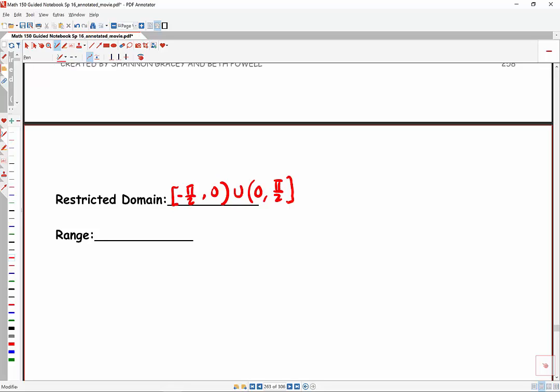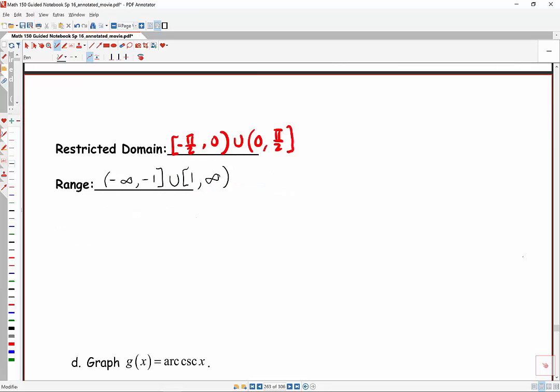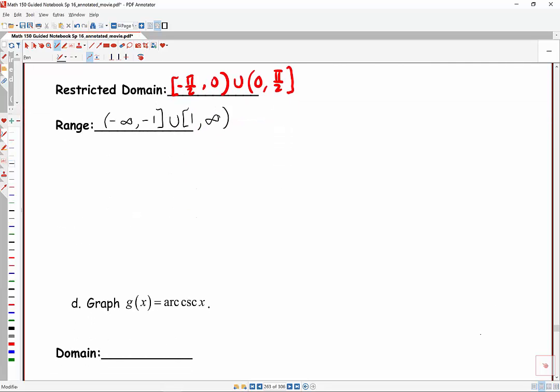And the range is going to be, what output values did we have? We went from minus infinity to minus 1, the minus 1 is included, union positive 1 to infinity. Good so far? All right, now with our arc cosecant graph, we'll have something along these lines.